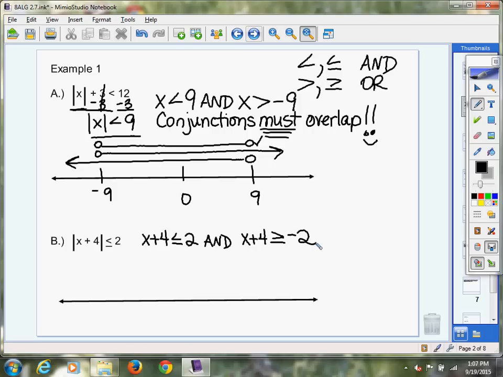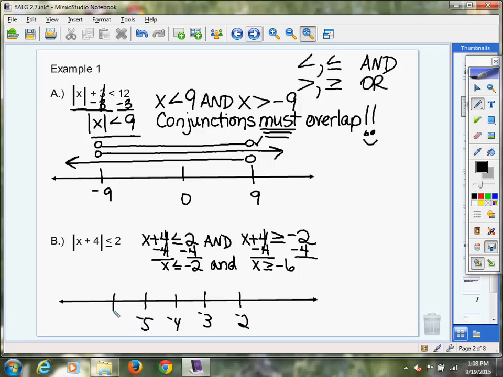Okay? Now we get to solve for x. So let's take away 4. And I've got x is less than or equal to -2. And let's take away 4 again. And I've got x is greater than or equal to -6. Remember, conjunctions must overlap. If they don't overlap, you have no solution, and that's what you write as the answer. Okay, so we need to go from -2 to -6. So let's do -3, -4, -5, -6.